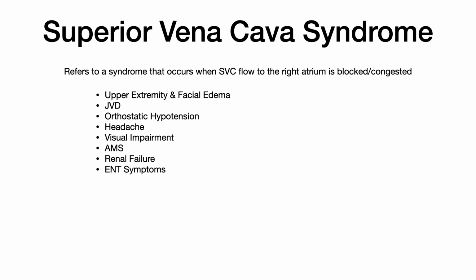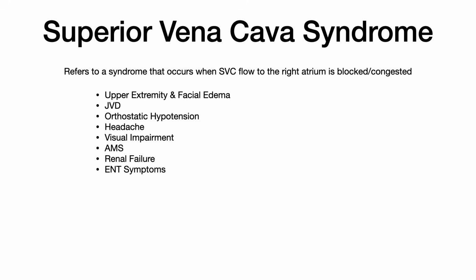Lastly, we have superior vena cava syndrome. So as the name implies, this is a syndrome that occurs when the SVC is blocked or congested because the malignancy, the cancer, is locally kind of either pushing on that area or metastasizing to that area or involving the blood flow through that area. And so what you see are symptoms where you have decreased flow in that region. So things like upper extremity and facial edema, jugular venous distension, orthostatic hypotension.